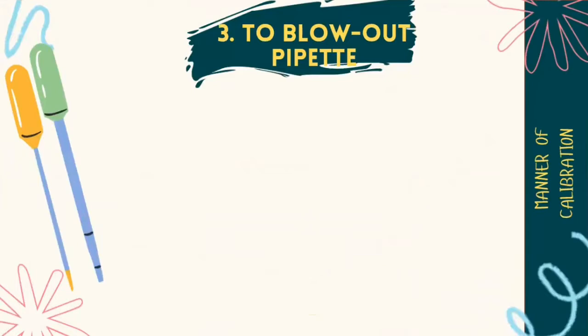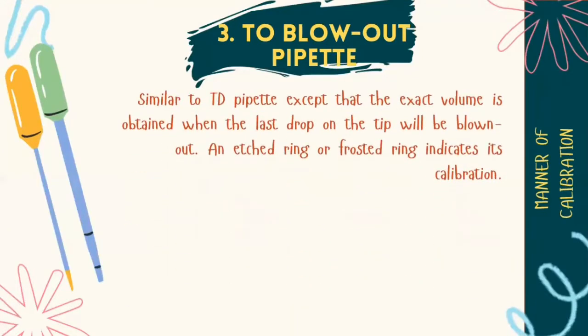Next is the blow out pipette. Similar to the TD pipette, except that the exact volume is obtained when the last drop on the tip is blown out. An etched ring or frosted ring indicates its calibration.